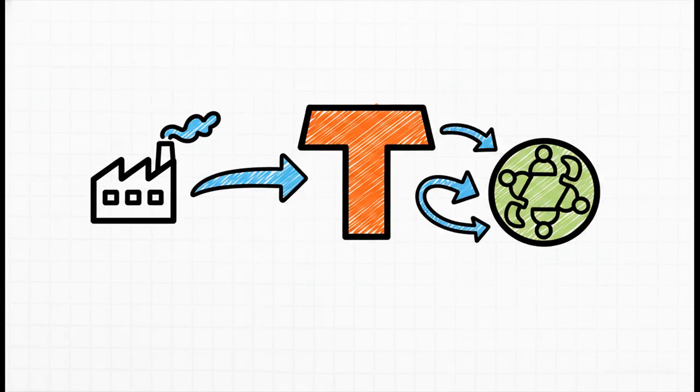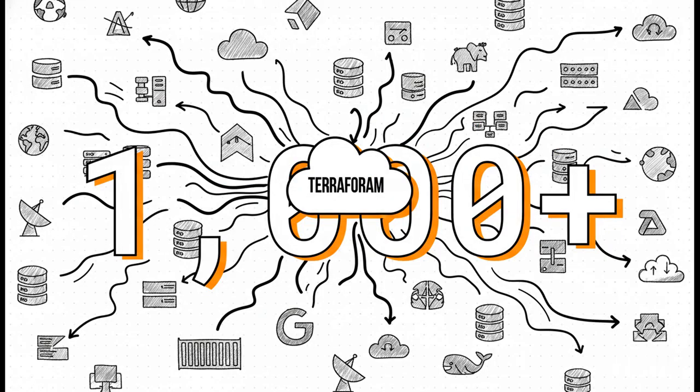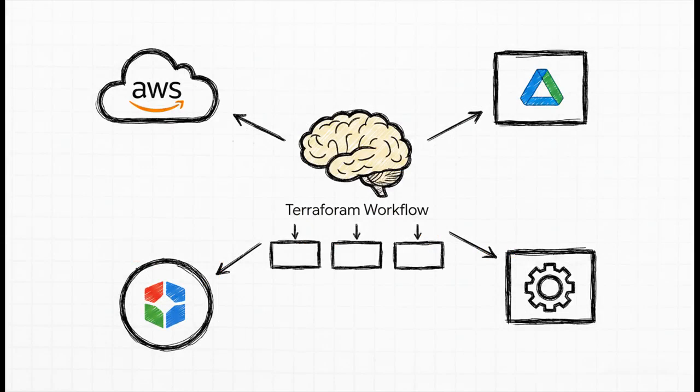So, what's the go-to tool for this? It's Terraform, the number one open-source IaC tool out there. And its secret sauce? A massive ecosystem with over 1,000 providers. It connects to pretty much anything. This means you learn one tool, one workflow, and you can manage AWS, Azure, Google Cloud, you name it.